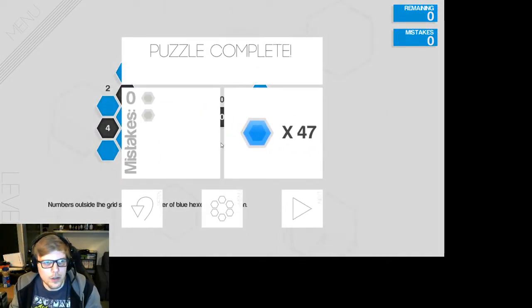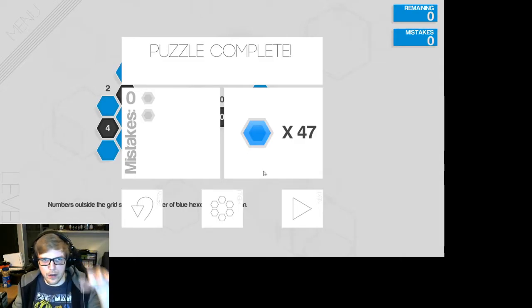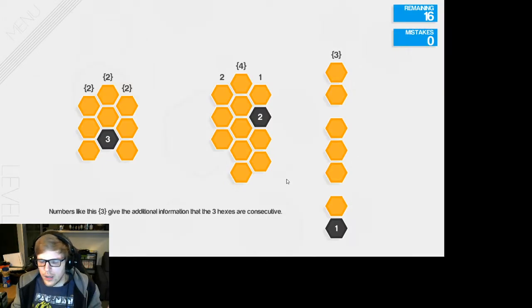Okay, so these groups of puzzles are adding the columns as the next level of added mechanics. This level is adding yet another one, the ones with the curly braces. Numbers like this 3 give the additional information that the 3 hexes are consecutive.